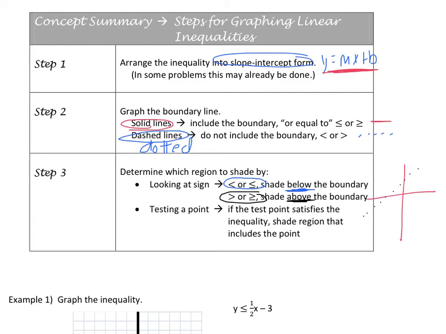Another way to do it is with a test point, and that's usually 0, 0. If your line doesn't go through it, you can use that. And you plug it in. If you get a true statement, you would shade that side that that point is on. So in this case, if I got a true statement by plugging in 0, 0, I would shade down here, because that's where the point 0, 0 is. If I got a false statement, I would shade on the other. And this is the beginning of graphing linear inequalities. So the end of lesson 2.5, video 1.